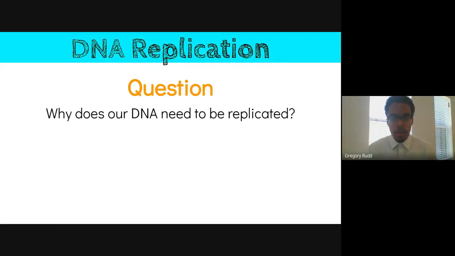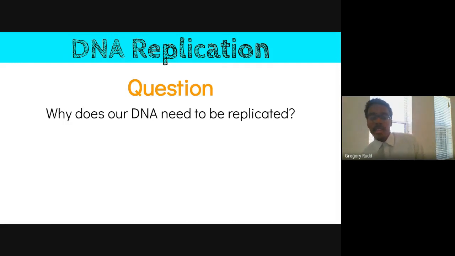You can type it into the chat or you can unmute yourself and give me an answer. Again, think back to what we talked about during our unit on the cell cycle. Let's see. Jaden says 2 new daughter cells must contain the same genetic information. Good, Jaden. That's basically correct, right?